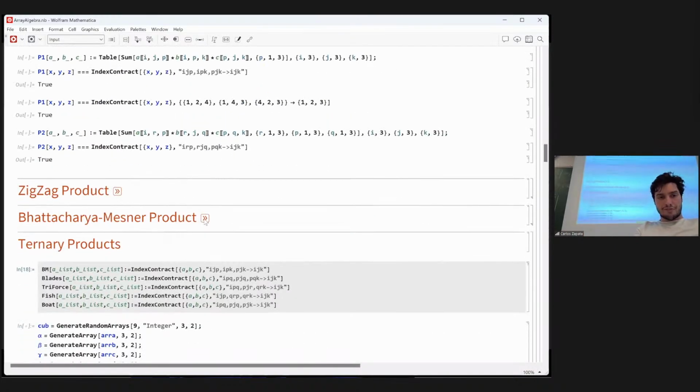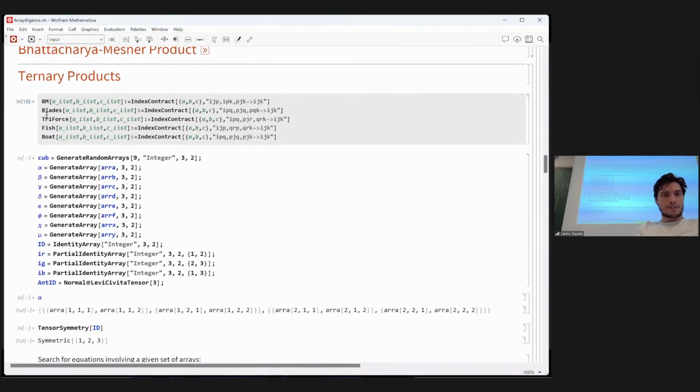Okay, so then we define the ternary products. So the Bhattacharya-Mesner is here. You can see that the pattern is IJP, IPK, PJK, which is the same as before, and the output is always IJK. All these patterns before it, you don't need to get lost in those terms. It's just different combinatorics. The only constraint is, up to orderings, you need to have as many contractions as necessary. As you were saying on Monday, if you have 9 indices, you'd have to contract somehow 6 of them. But it can be done in many different ways.